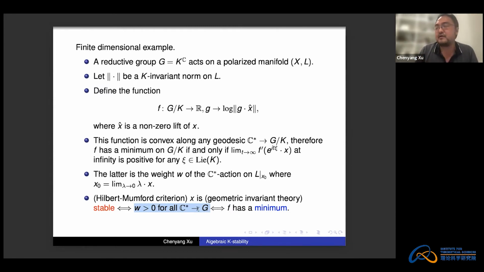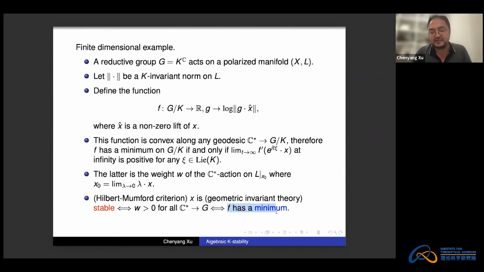So come back to our question. We also want to say whether some functional in some infinite dimensional space has a minimum, and now we want to relate it to some stability condition.